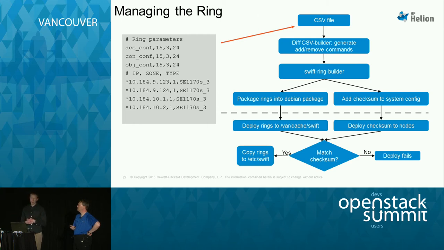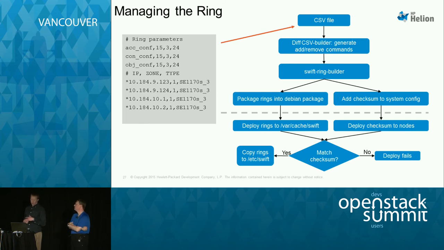And with that, it'll generate a series of diffs. So if we were, say, adding two nodes of 10 devices each, you'd have a diff of 20 devices that needed to be added. These get fed automatically into the ring builder, and the ring builder will produce our new rings, and then they're ready to deploy. So everything I've shown you here above the broken line is done offline pre-deploy, and everything afterwards is done during a deploy.